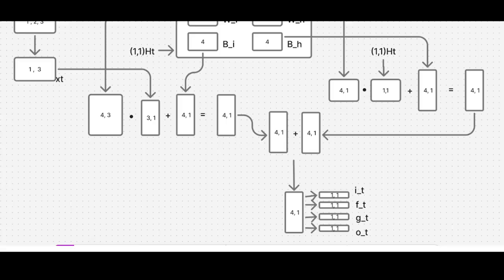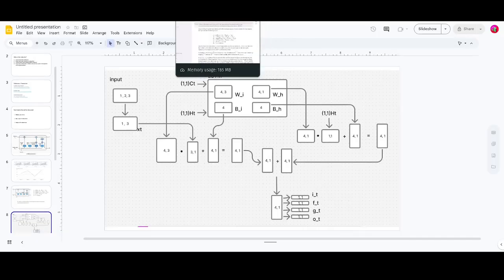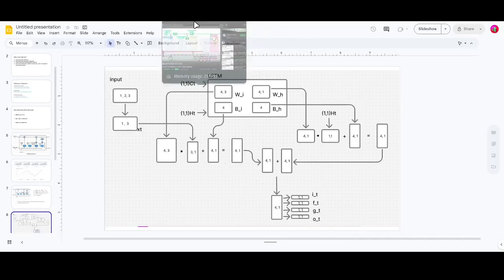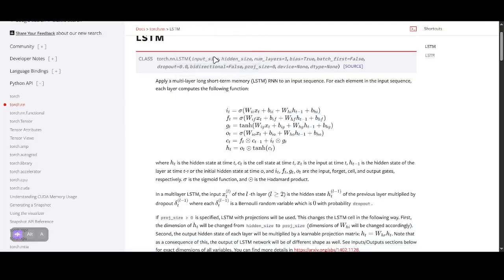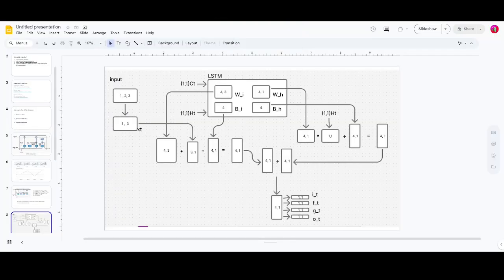Now, first thing we're going to discuss is what is happening in an LSTM. What is actually happening inside an LSTM? First things first, we'll be looking at LSTM blocks, and if we go to the implementation, we can look at the variables, and we have weight_ih, weight_hh, and bias, all these things. So I'm going to explain it in a very simple way.